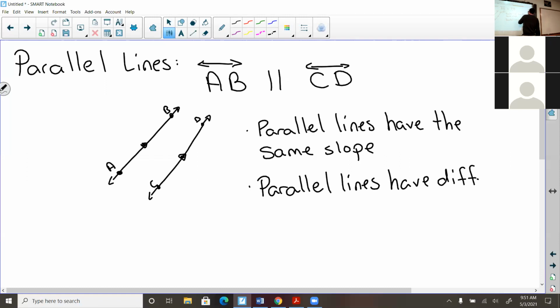I also know that parallel lines have different y-intercepts. Because if they had the same y-intercept, that would mean that they would have to collide at some point. And the thing about parallel lines is they never touch because they always stay the same distance apart. So if they did have the same y-intercept and the same slope, they'd be the same line, and that's not parallel. So you kind of have a little bit of a self-check in here that if you have a parallel line, your other parallel line should have the same slope, but a different y-intercept.